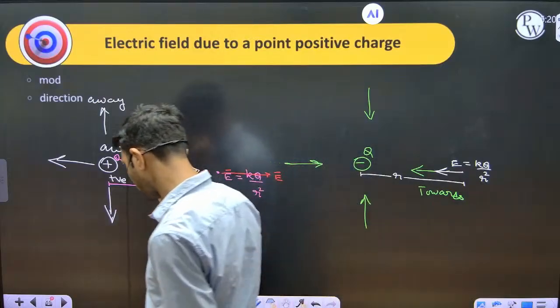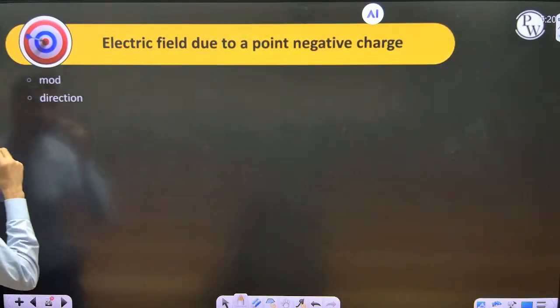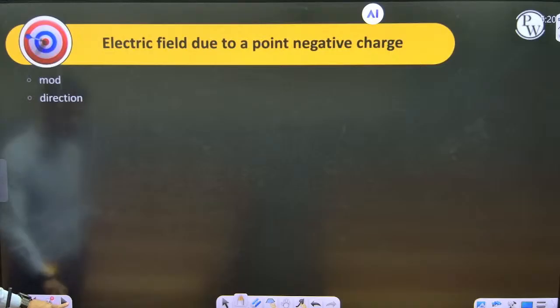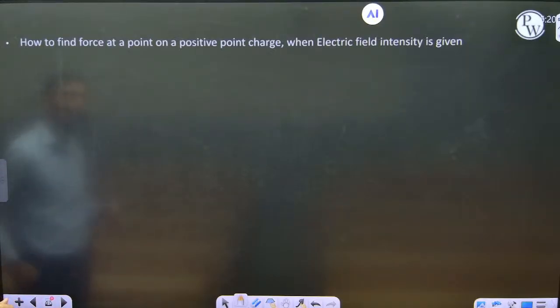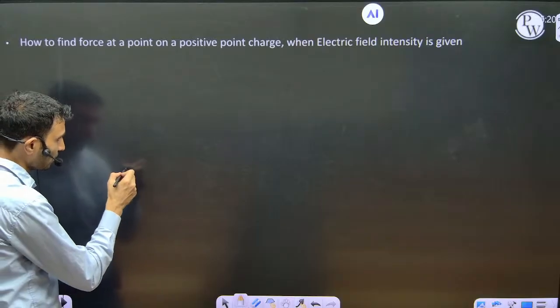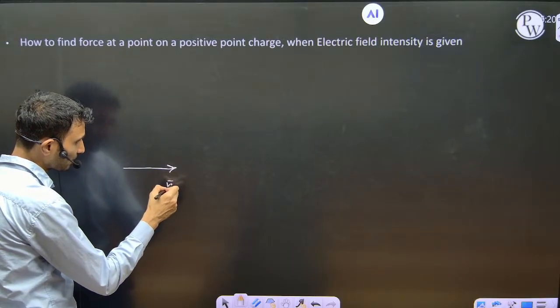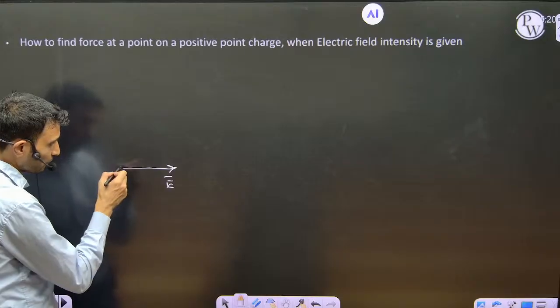Let's go ahead. This done, negative and positive charge, both we have done. How to find the force at a point on a positive charge when electric field intensity is given? So let us say electric field intensity is given. At this point electric field is in this direction.